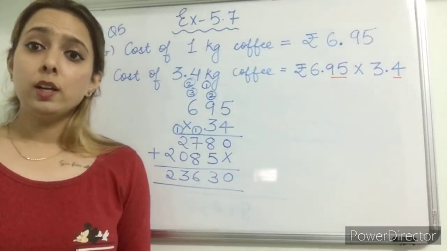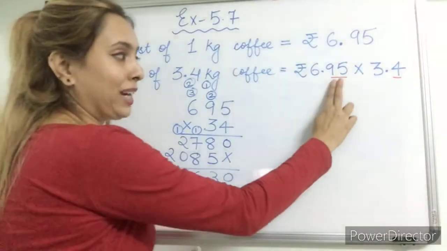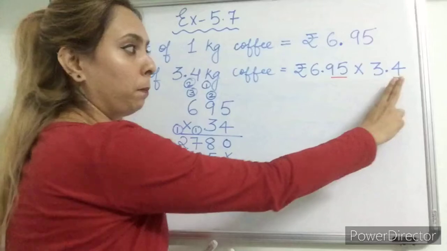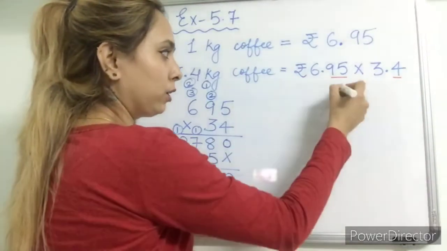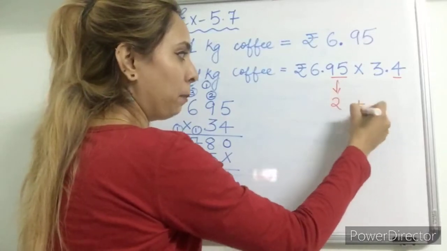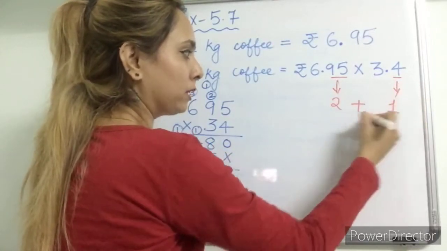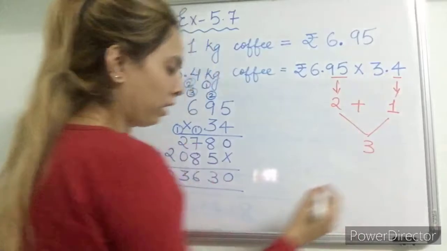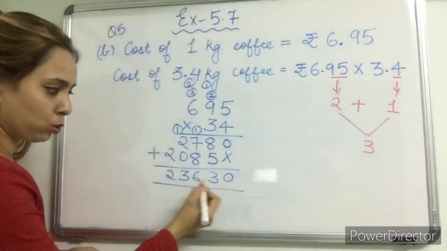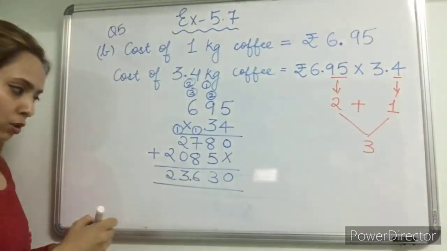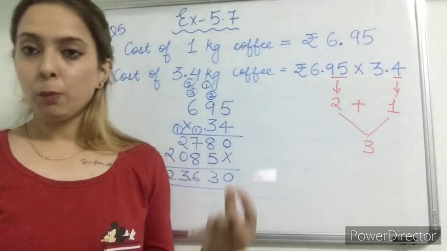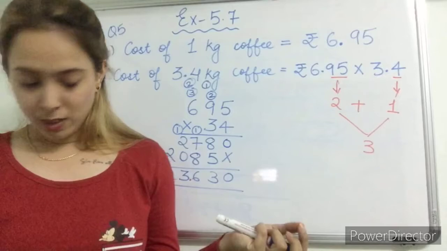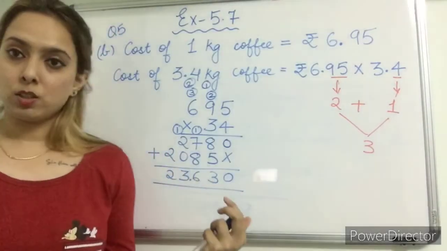Now 2 decimal places plus 1 decimal place. So we have 3 decimal places in total, and we will put the point before 3 numbers: 1, 2, 3. So 23.63 rupees. The cost for 3.4 kg of coffee is rupees 23.63.